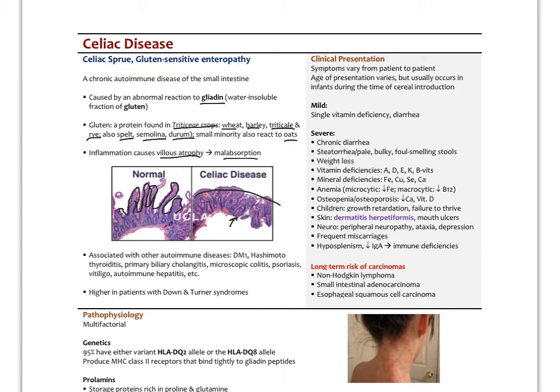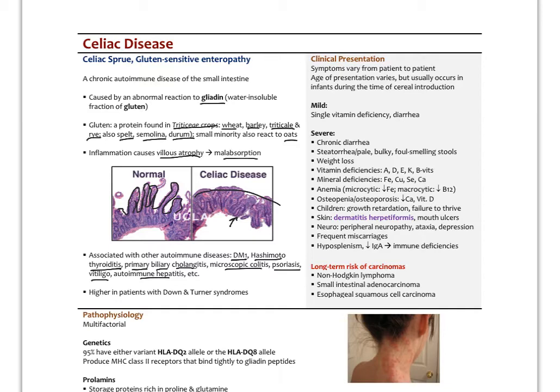Usually patients with celiac have other autoimmune conditions like type 1 diabetes, Hashimoto thyroiditis, which is the most common form of hypothyroidism in the U.S., something called primary biliary cholangitis, where the immune system attacks the bile ducts, microscopic colitis, which is going to be in the large intestine, going to have kind of a low-grade ulcerative colitis picture. We'll talk about that later. Psoriasis, vitiligo, and autoimmune hepatitis would be some examples of other autoimmune disease associated with celiac. Higher in patients with both Down syndrome and Turner syndromes, also to keep in mind.